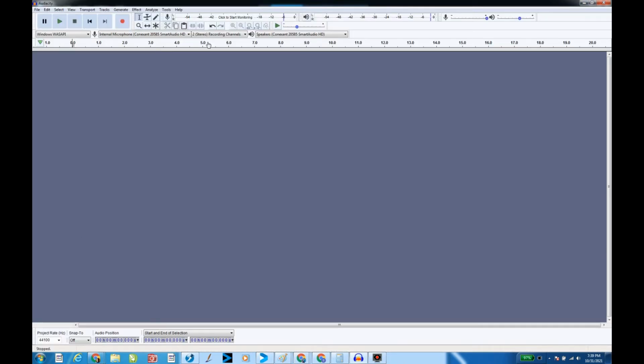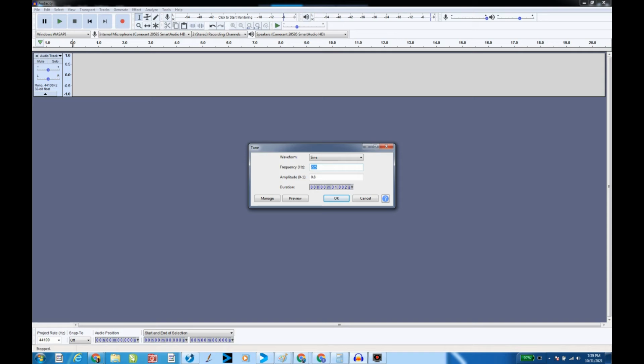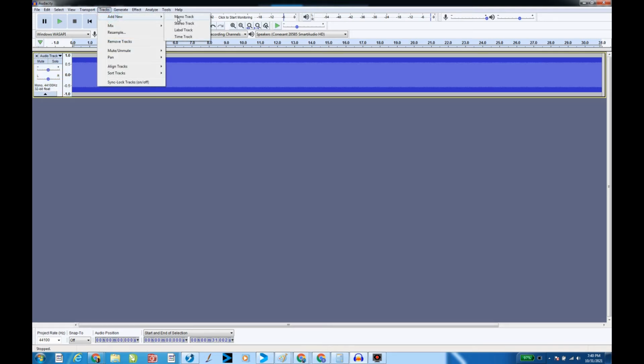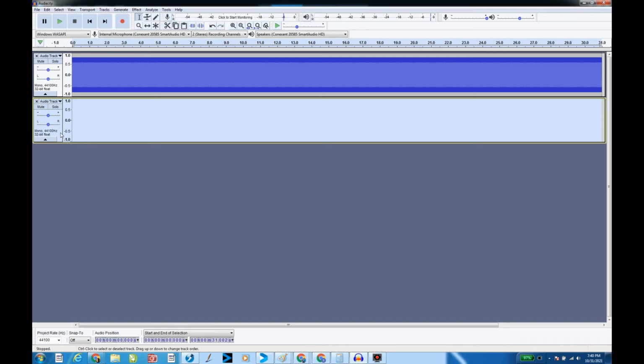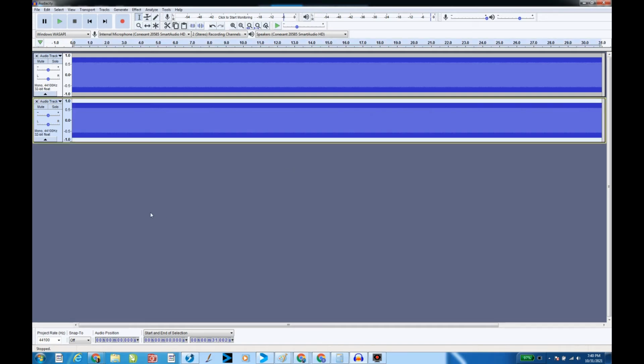Now that we're in Audacity, we're going to generate a track. Generate, tone, and I'm going to pick 220 Hertz. No problem. Now we're going to generate another track, and we're going to select this track only. So I click on it, and then we go generate, tone, and this time we're going to generate 225. I'm going to solo this track.